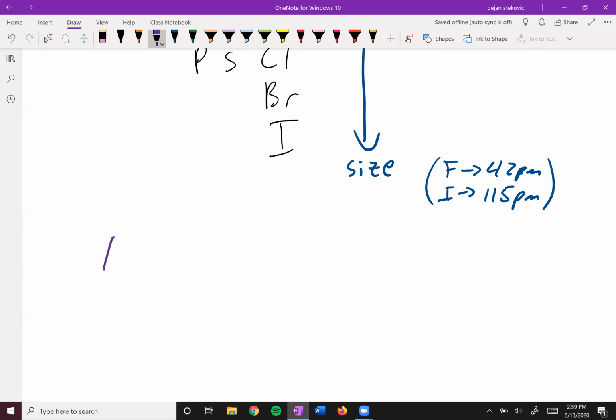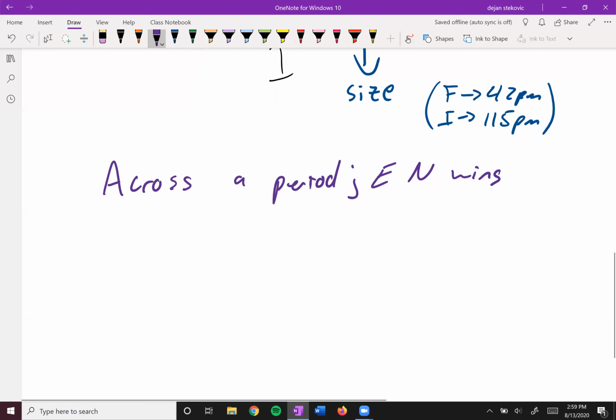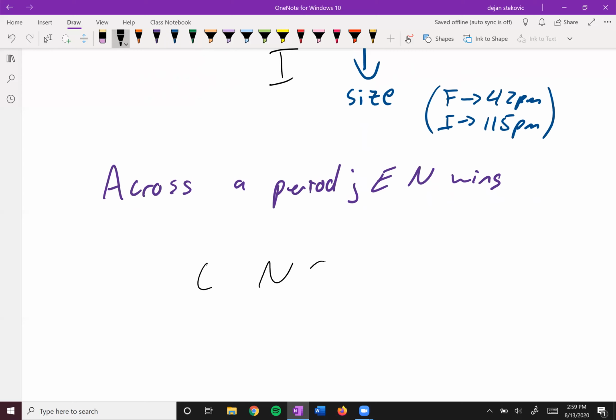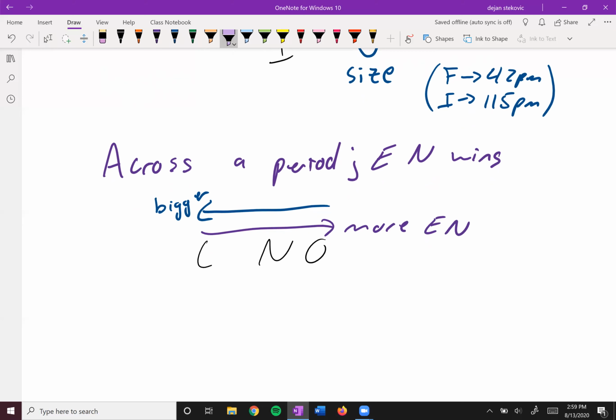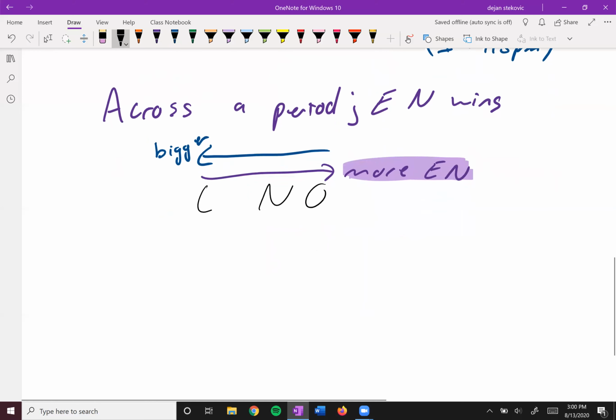So again, when we're talking about across a period, electronegativity is the factor that you want to consider. For example, carbon, nitrogen, oxygen, right? When we go to the right, we're more electronegative. But in terms of size, it's actually towards the left that is bigger, right? But the factor that is going to win here is electronegativity, because we're talking about going across a periodic table.